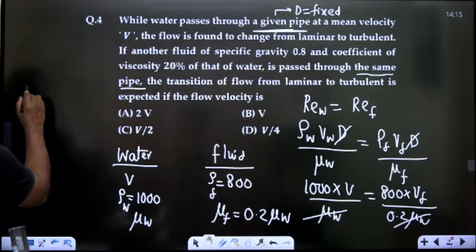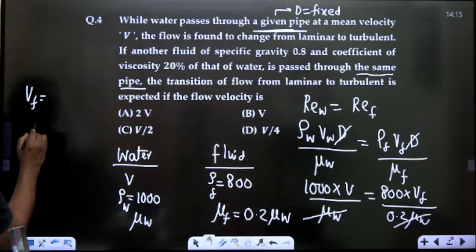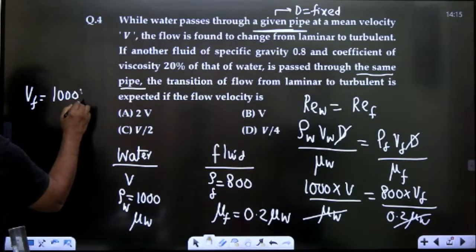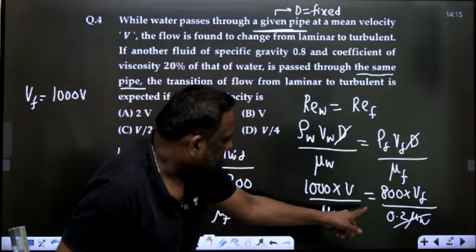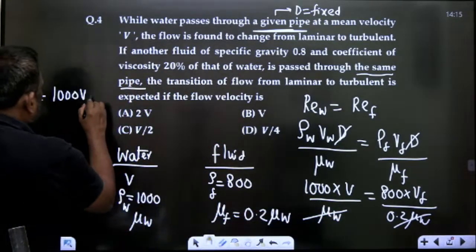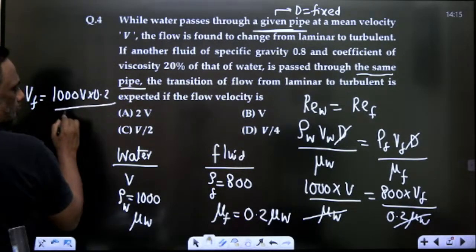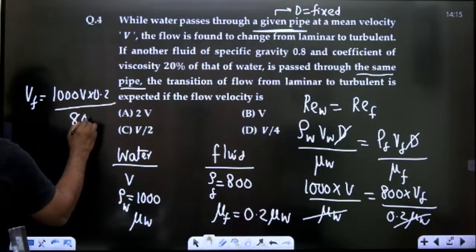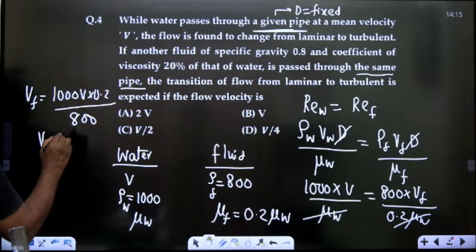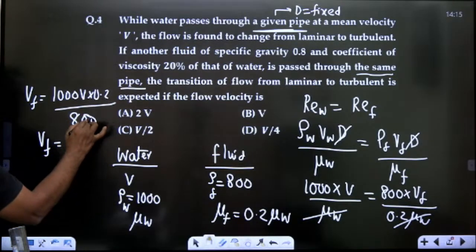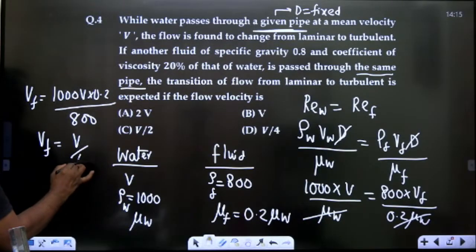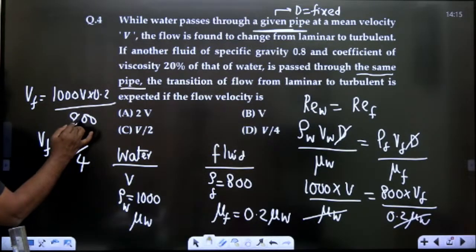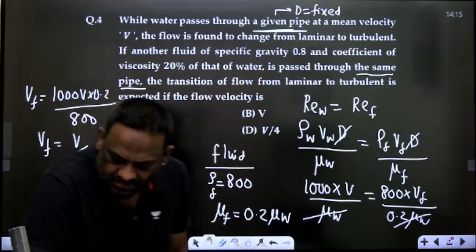So the velocity of the fluid will be equal to how much? 1000 V into 0.2 by 800. So what is the value? V_f is equal to... 2 by 10, so I think you are getting V by 4. V by 10, meaning 8000 is coming, so 1 by 4000. So V by 4, is it correct?